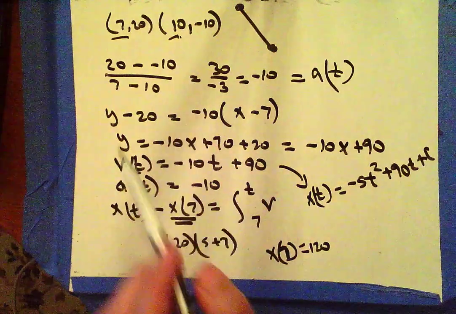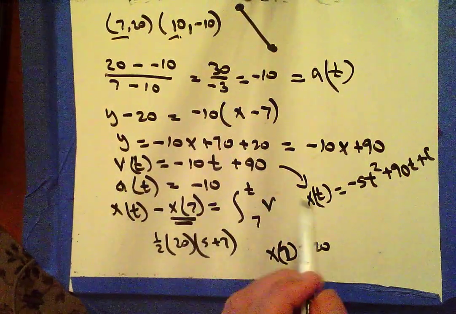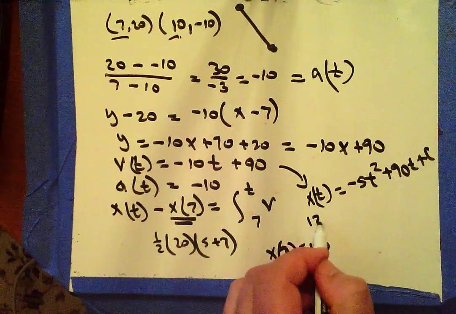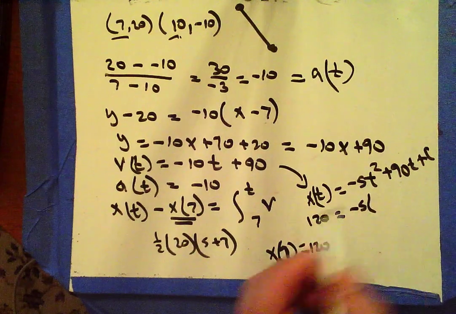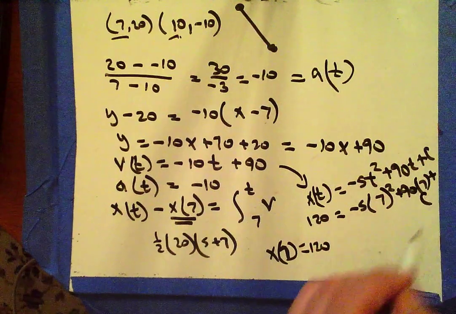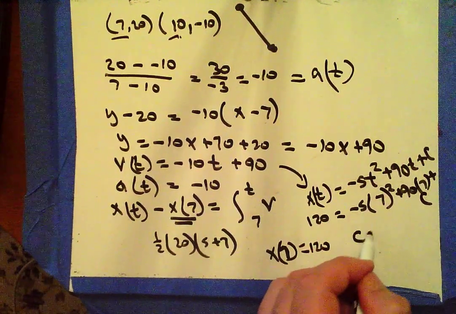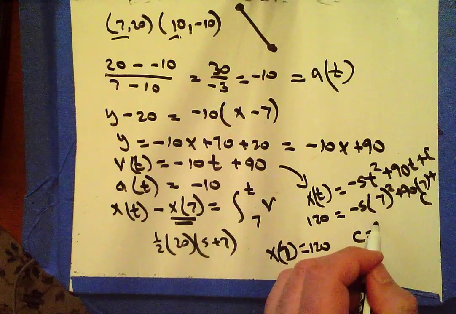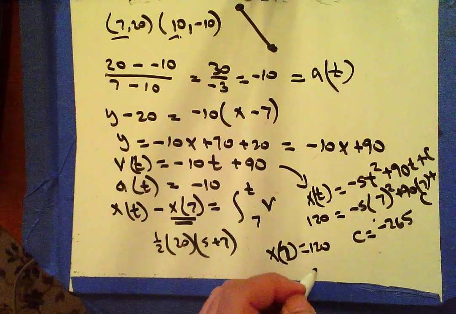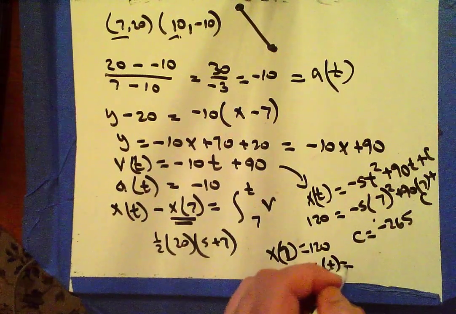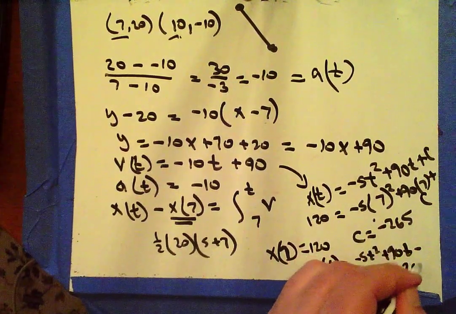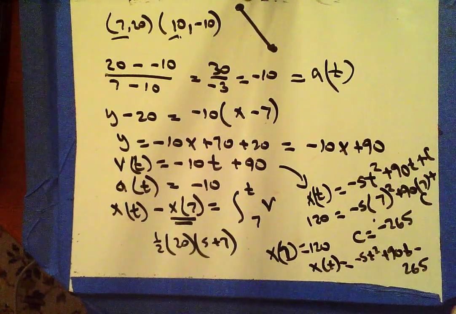I guess I could use 10, the ending point of that interval. But to me, it made more sense to do this. So I'm going to plug in 120 here, and negative 5 times 7 squared plus 90 times 7 plus c. And when I computed this, I found that c was equal to negative 265. So then x of t is negative 5t squared plus 90t minus 265. And that's problem number 1.